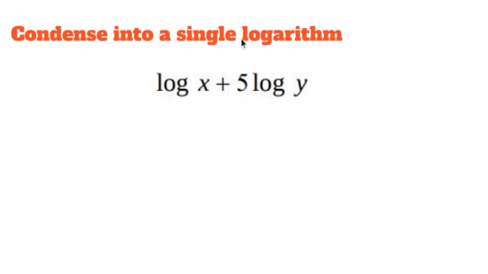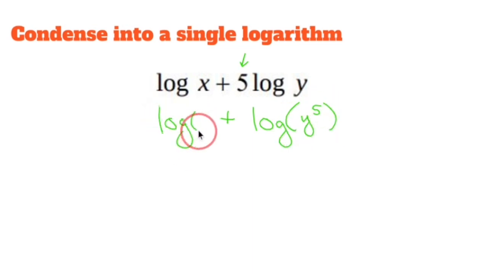Condense into a single logarithm. All right, well, I have 2 logs being connected by addition. The first thing that you always want to do is if you have a number living in front of a log, like this one right here, there is a rule that you can take that number and make it the exponent inside the log. So I can rewrite this as log of y to the fifth. I like to put parentheses around there. It just looks better. Okay, log of x, nothing happened there.